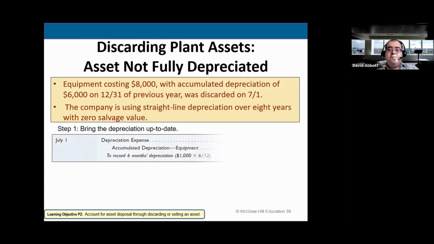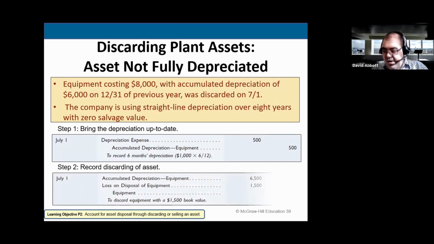Discarding plant assets not fully depreciated. So how do we account for discarding an asset that is not fully depreciated, or one whose depreciation is not up to date? To answer this, consider equipment costing $8,000 with cumulative depreciation of $6,000 on December 31st of the prior fiscal year. This equipment is being depreciated using the straight line method over 8 years with zero salvage. On July 1 of the current year, it is discarded.